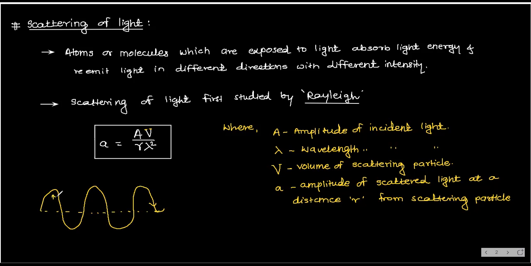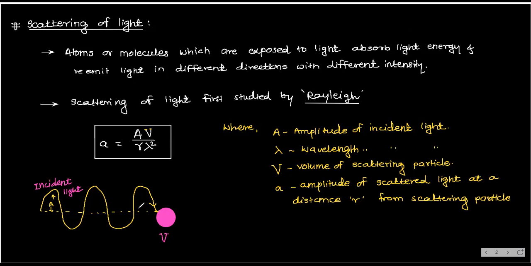And now this is the capital A of the incident light. This is amplitude. Now here you have one particle. Let us suppose something like this. This is the particle. This is the amplitude of incident light. This is just a general explanation for your understanding. Now this is a particle, so what is its volume here? This is volume V. V is the volume of this scattering particle, whatever it is.